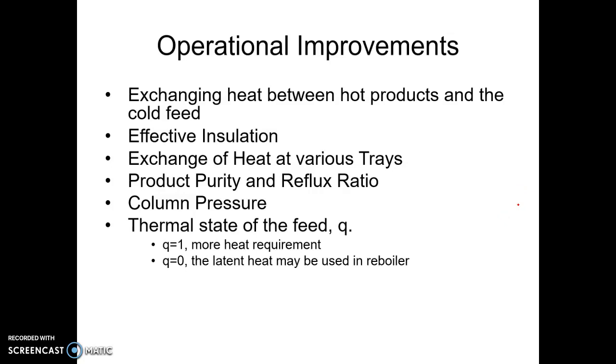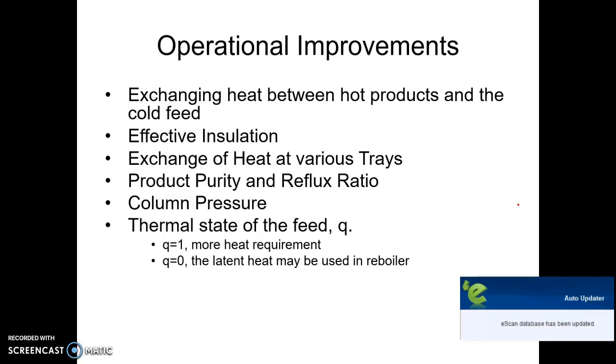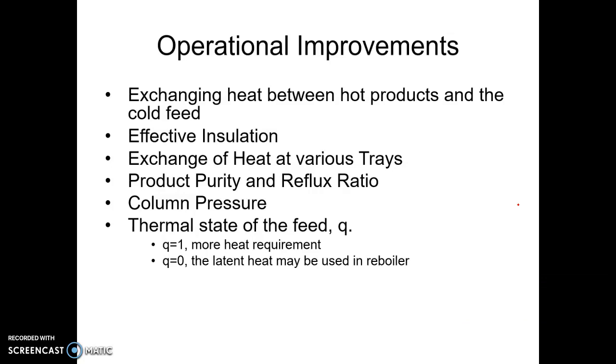Then there is the thermal state of the feed. If your feed is saturated vapor, then we require a different amount of energy than when we have a saturated liquid. If your q is 1, you require more heat, and if your q is 0, the heat which is there can be used in the reboiler. So the feed state can also dictate what you need to do as far as the energy supply is concerned.